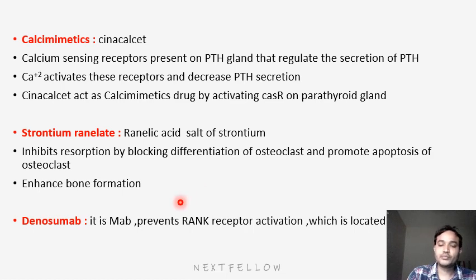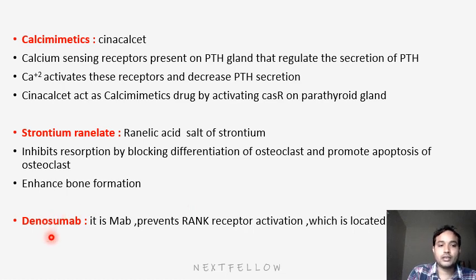Osteoclast is the cell where resorption happens, meaning they lose calcium to the circulation. Osteoblast deposits, meaning they take calcium into the bone. Osteoclast cells lose calcium from the bone into the circulation. That's why most drugs act on osteoclast only.